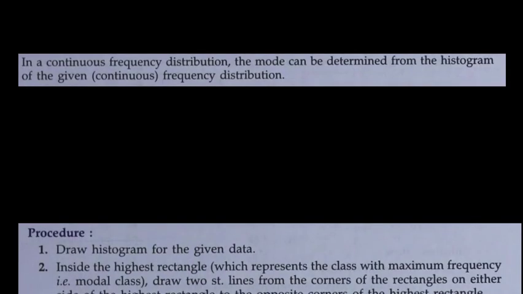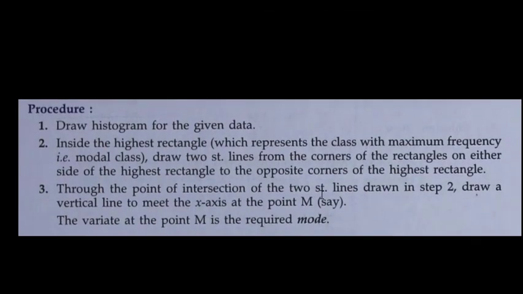What we are discussing is how we can find out mode using the frequency distribution, or what we can say, using a histogram, a graphical method. So what is written is: in a continuous frequency distribution, the mode can be determined from the histogram. So whenever there is continuous data, you can find mode by using the histogram. Let us first understand the procedure and then we will see one example.